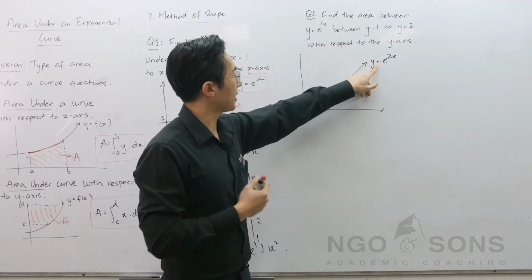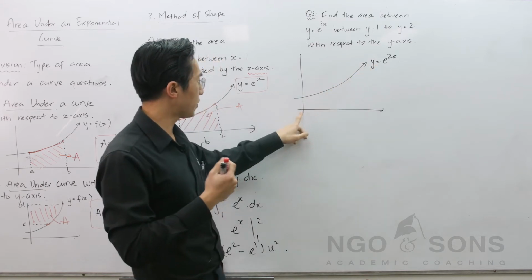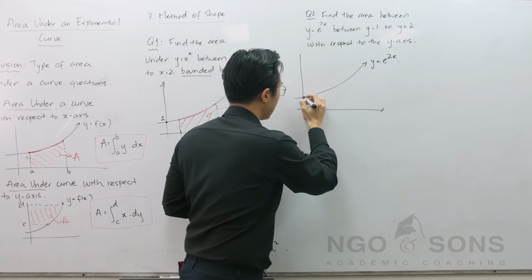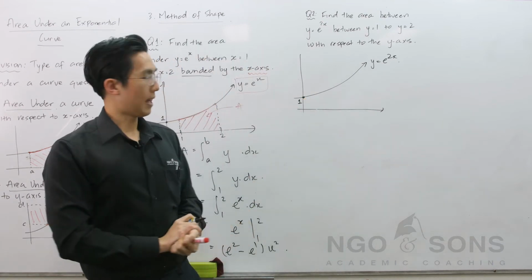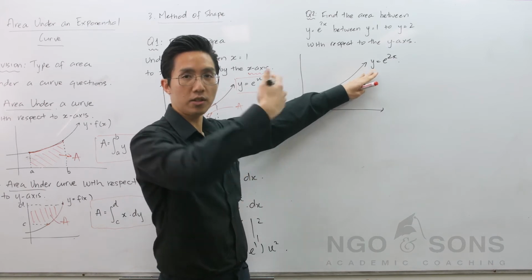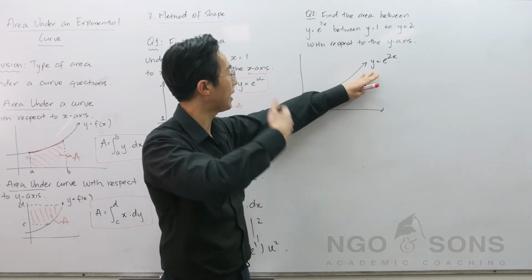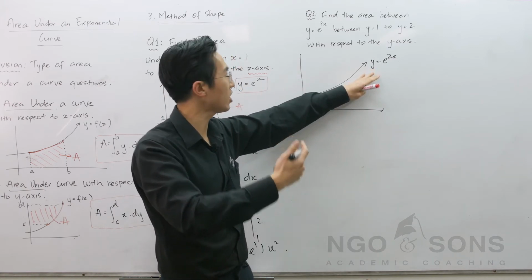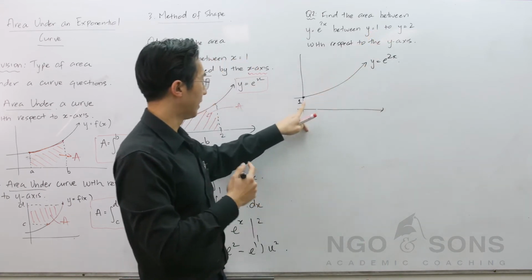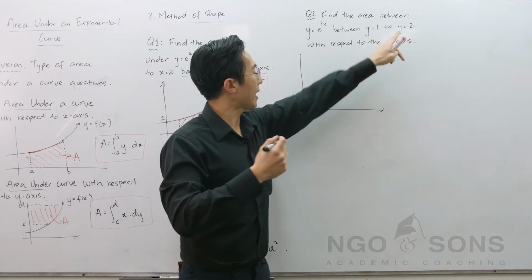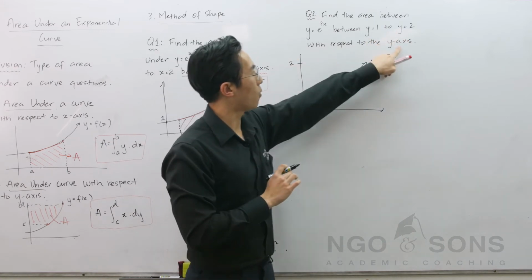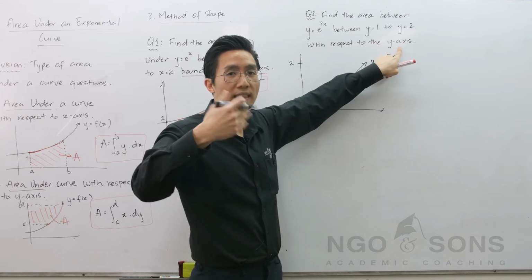Now, let me ask you this. If I sub in x equals 0, e to the power 0 is 1. So that means it cuts the y-axis at 1, right? Okay. Now that my curve is done, I continue to read the information that's given in the question. It wants you to be between y is equal to 1. So on the y-axis, find me 1. Already done. On the y-axis, find me 2. There we go. They want it with respect to the y-axis, meaning they want you to find that area now.